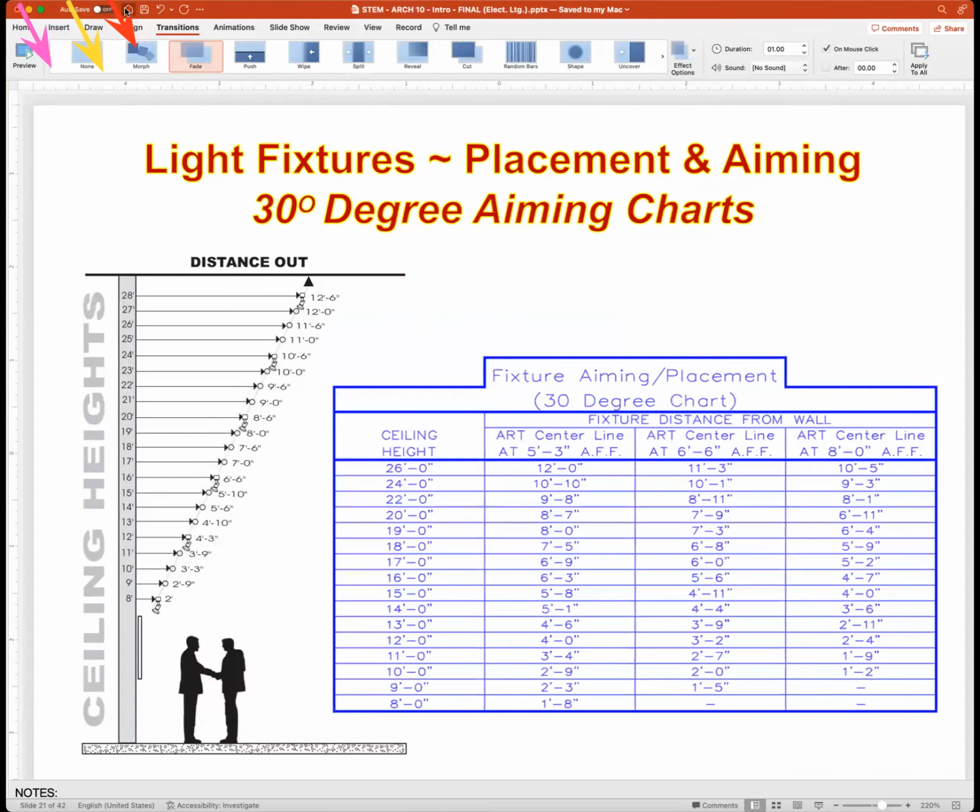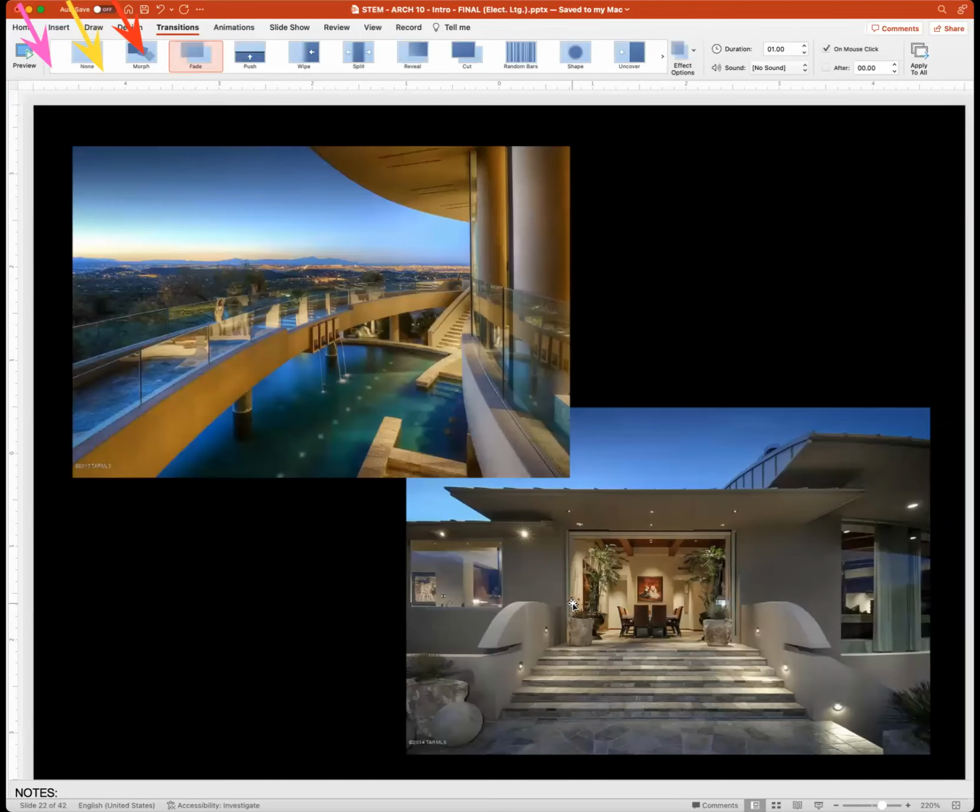But one of the things that we want to make sure that we are employing is this tool here, the 30-degree aiming chart. We will use this in order to locate the placement of our light fixture depending on what the height is. And of course, if the height of the artwork is higher, we're going to bring that 30-degree angle somewhere back in here. In any case, we've got not just a graphic illustration, but I put it in a table form. I always put that table form on my construction drawings so that my contractor has easy access and they can make the decision.